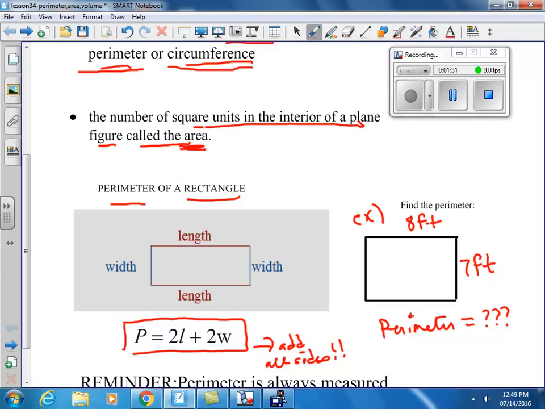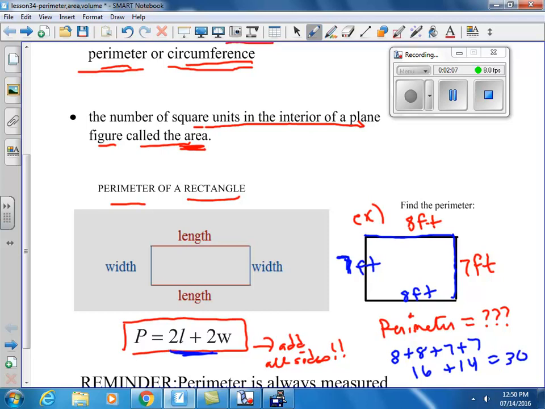So let's take a look at this example. It says find the perimeter. Well, this is 8. Well, if it's a rectangle, then this side must also be 8 feet. And if this is 7, then this side must also be 7. And then if you're going to add all the sides to get the perimeter, then you're looking at 8 plus 8 plus 7 plus 7. And that's where you see that's 2 8s plus 2 7s. So that's where you kind of see that, 2 lengths plus 2 widths. But then we're looking at 16 plus 14, which clearly makes 30.